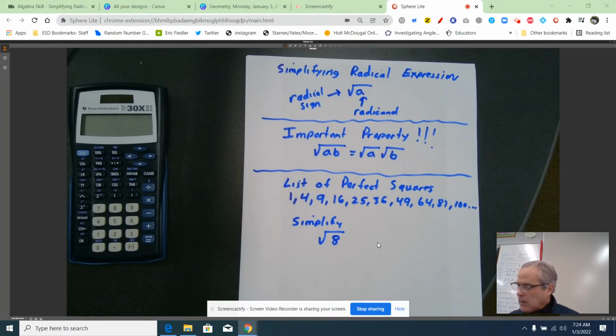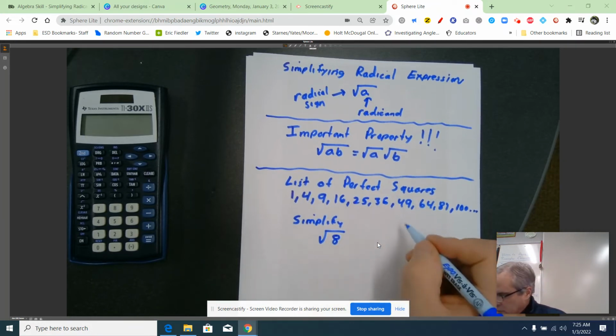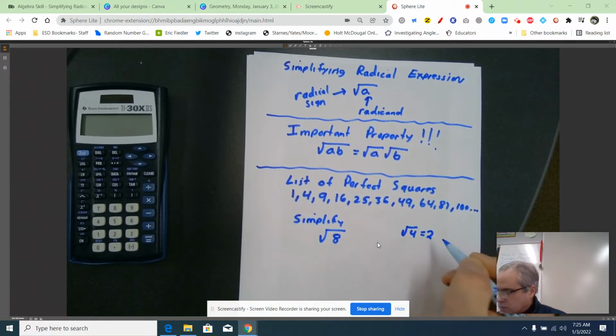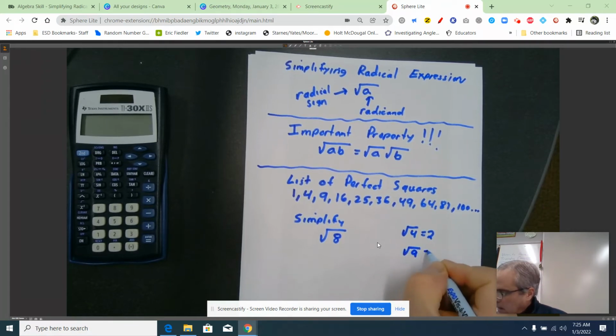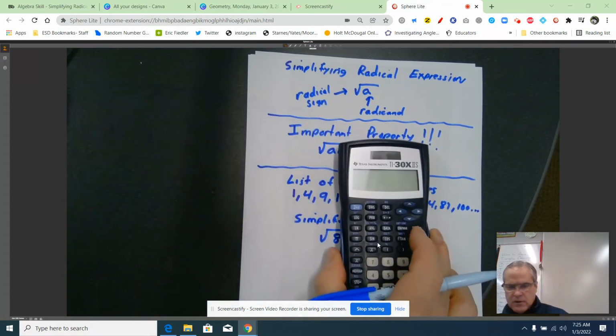Okay, so if I did the square root of 4, I would get 2. Just watch for a second. Square root of 4, I would get 2 because 2 times 2 is 4. Remember from our list of perfect squares. And then if I did the square root of 9, I would get 3 because 3 times 3 is 9. Now, don't you agree that the square root of 8 has to be in between those? So 2 something is my guess.